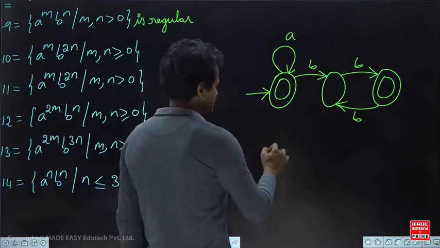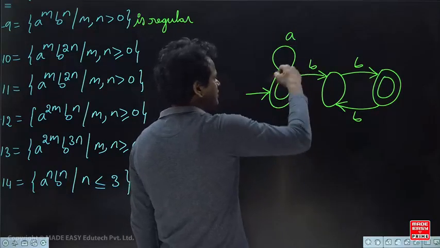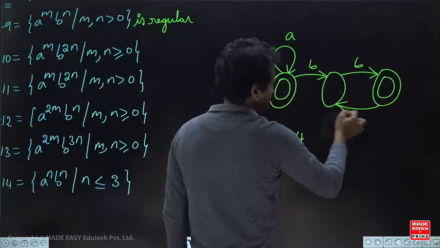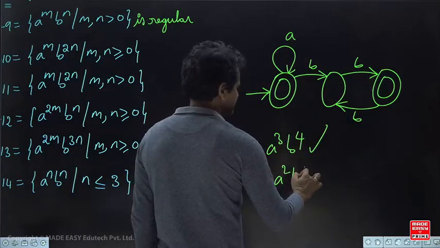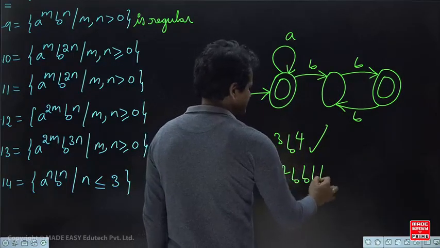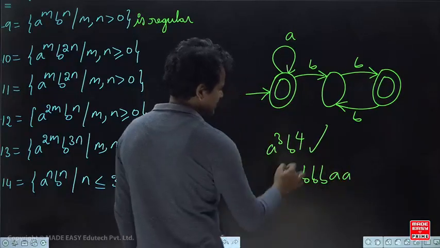Only A's accepted. Suppose A cube B power 4. Yes, accepted. How? A cube B power 4. 1, 2, 3, 4 accepted. Now is this a valid string? Yes, of course it is valid. And what about this one? This is invalid. Let me check.